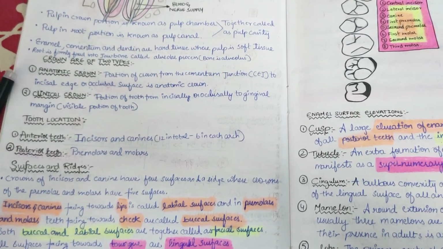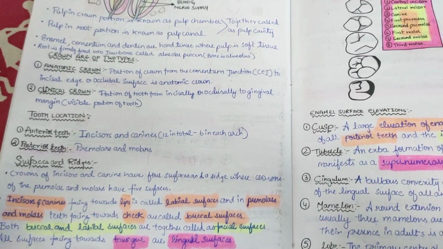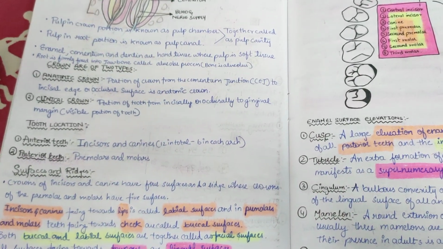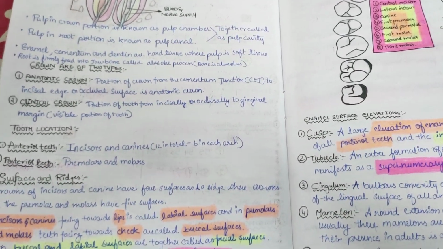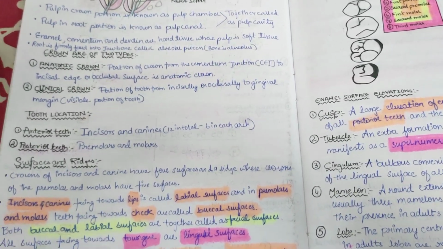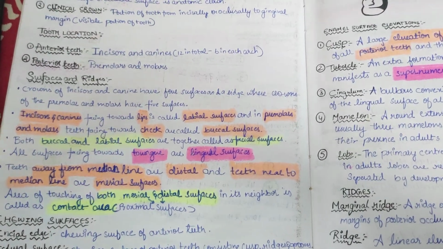Now, tooth location. Anterior teeth are the teeth which are at the front of our mouth, like incisors and canines, which are 12 in total, 6 in each row. Next, posterior teeth. Premolars and molars are known as posterior teeth. Now, surface and ridges of the teeth.